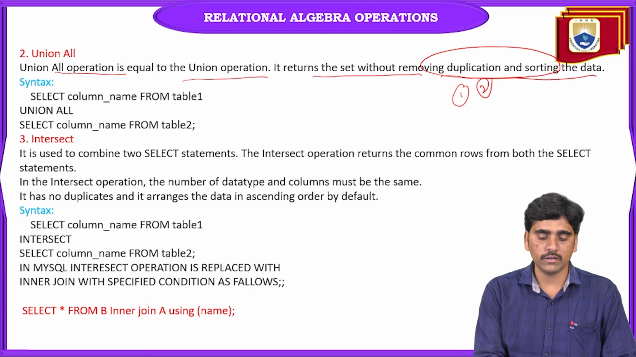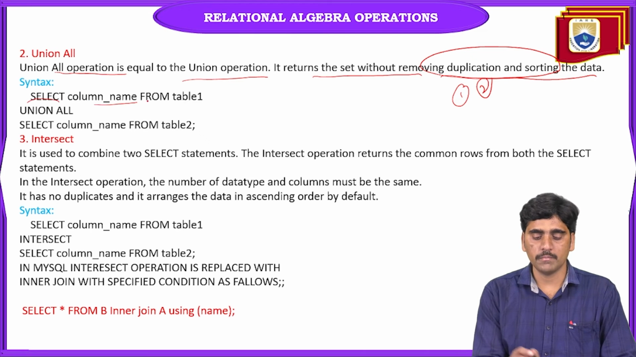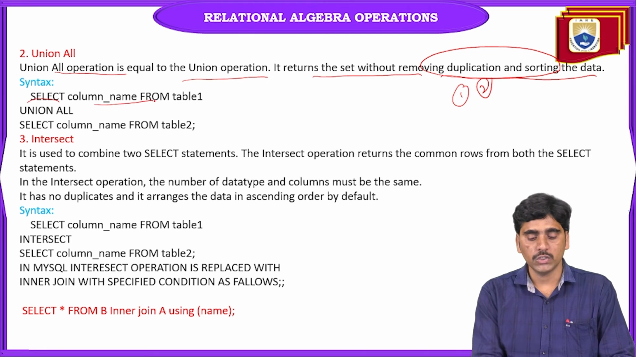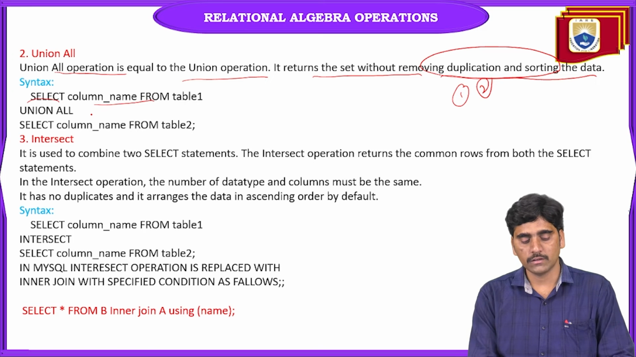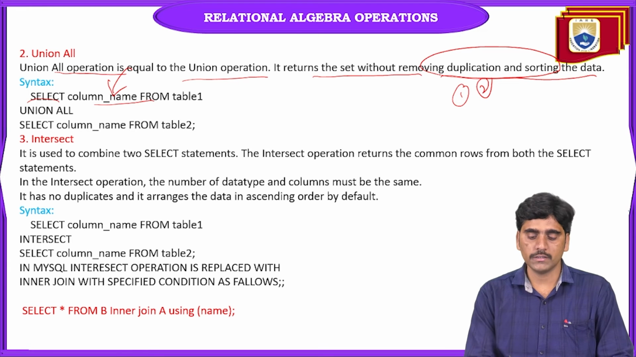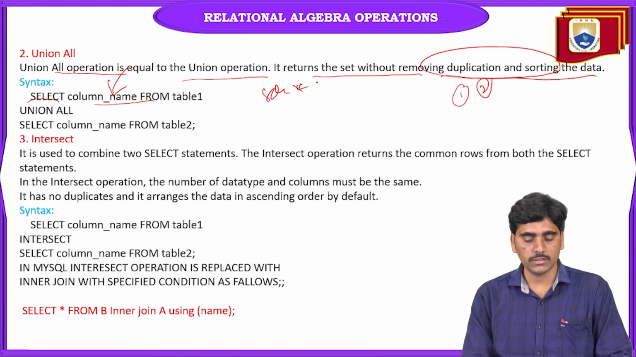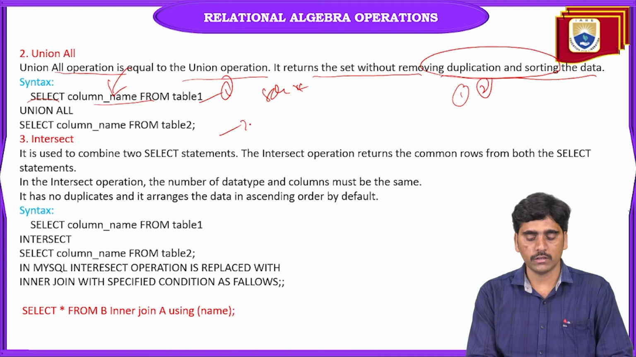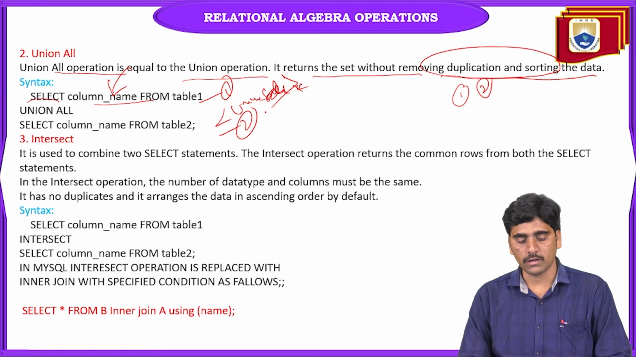So the syntax is what? Select column name from table 1, union all, select column name from table 2. If you want to specify a particular column name, you can mention those column names, or else you can use select star also. This is the first query and this is the second query. In between these two queries, union all is the operator, which you can consider a relational algebra operator or set operator.